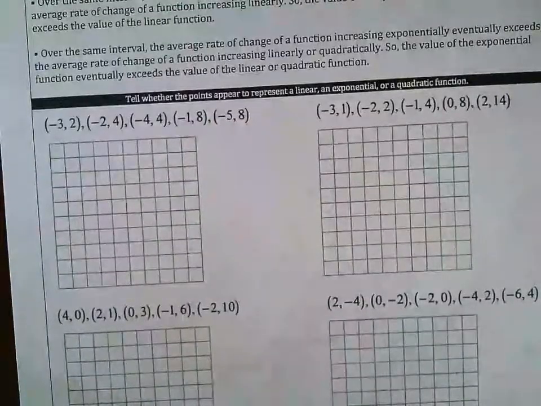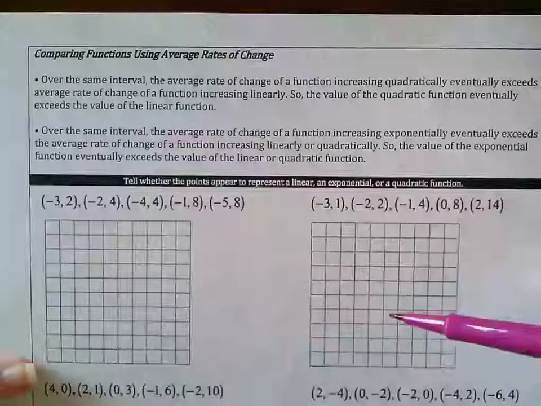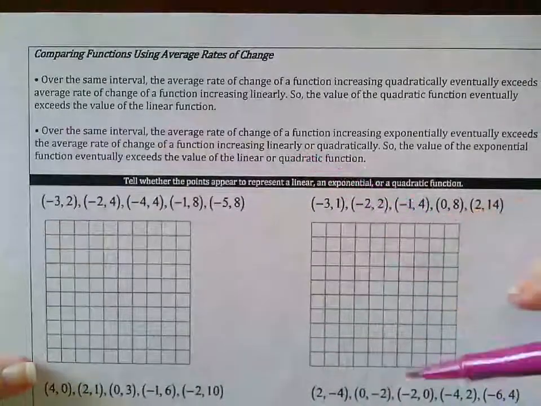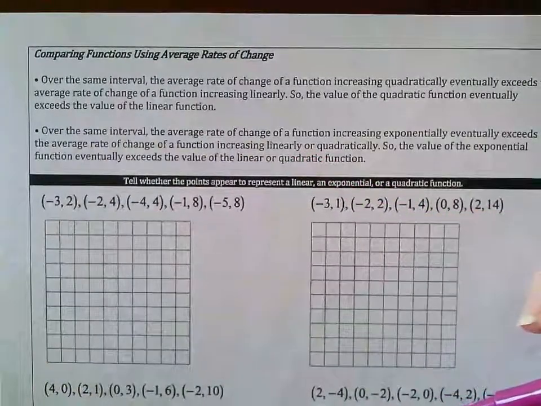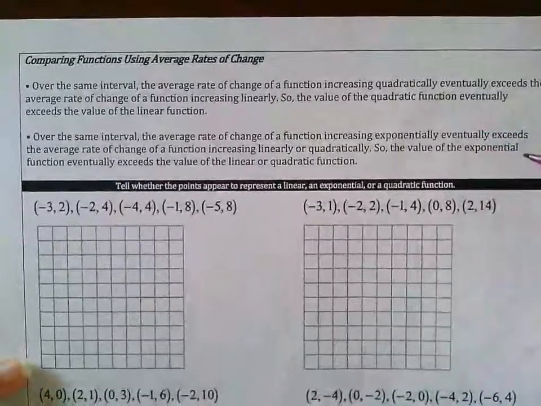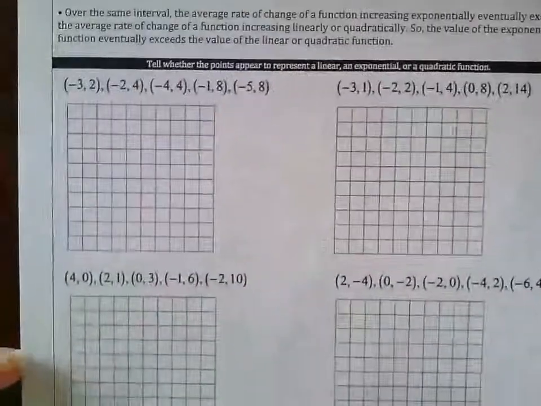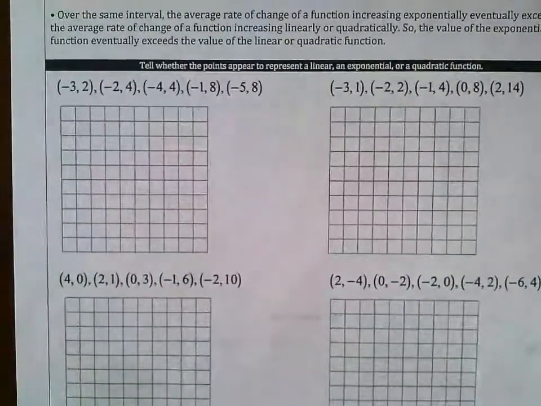So if you're comparing rates of change, it's how fast something's increasing or decreasing. Exponential increases faster than anything else, really. And linear increases through an average rate of change, whereas this eventually exceeds that. So when you're comparing them, you're comparing how fast something moves. That's what you're looking at.